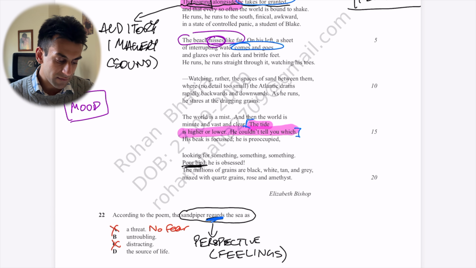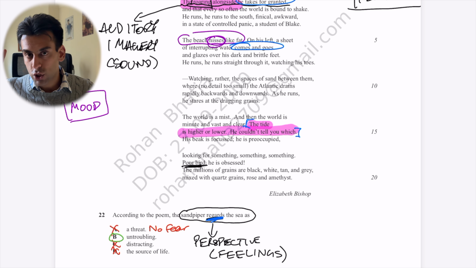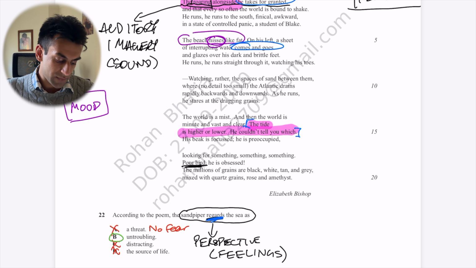The source of life, again, if it was a source of life, we would anticipate the sandpiper to pay a lot of attention and importance to the sea. And no, that's not what we're told. Untroubling, though, is the one that's left. And that fits what we talked about, right? He's untroubled by the sea. It doesn't bother him. It doesn't affect him much. He treats it as something that exists there, but doesn't play a huge role in his day-to-day activities. So B is the answer for that one.